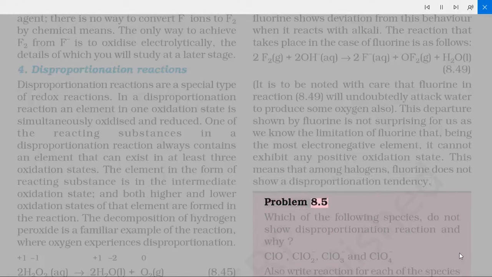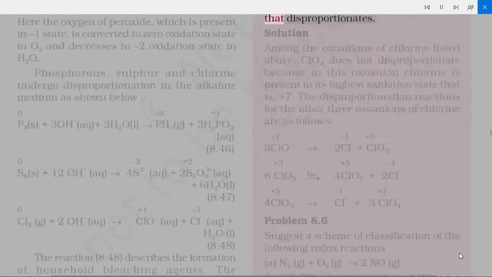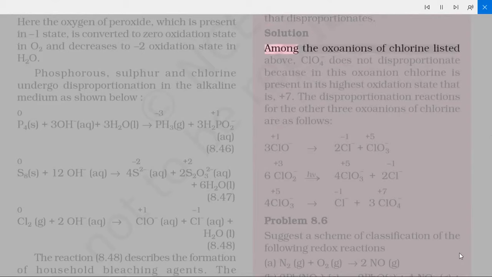Problem 8.5. Which of the following species do not show disproportionation reaction and why? ClO⁻, ClO2⁻, ClO3⁻ and ClO4⁻. Also write reaction for each of the species that disproportionates. Solution: Among the oxoanions of chlorine listed above, ClO4⁻ does not disproportionate because in this oxoanion chlorine is present in its highest oxidation state, that is, +7.